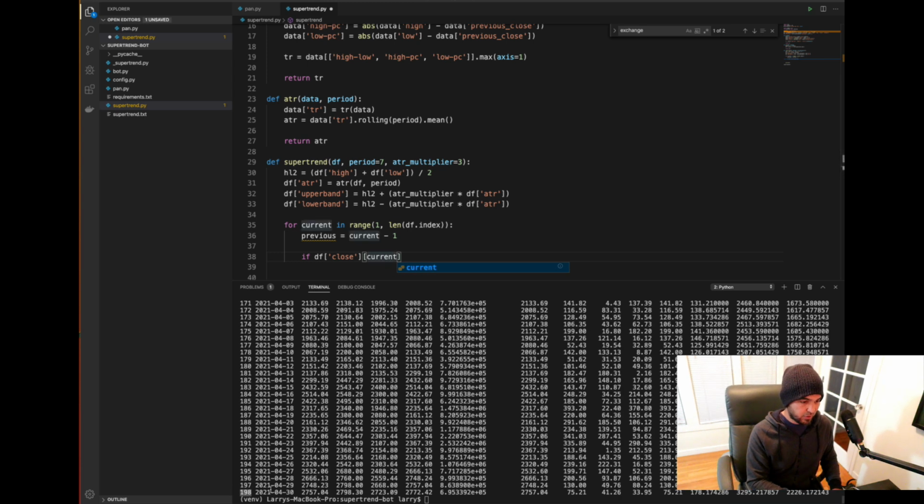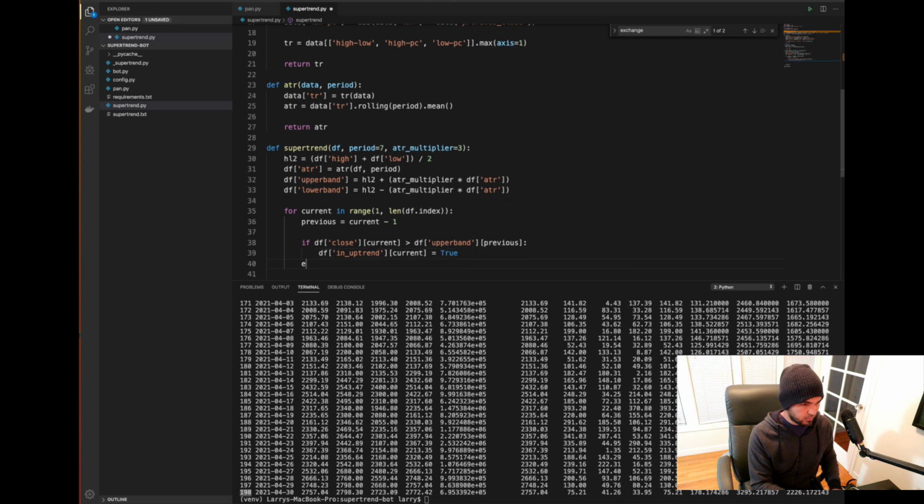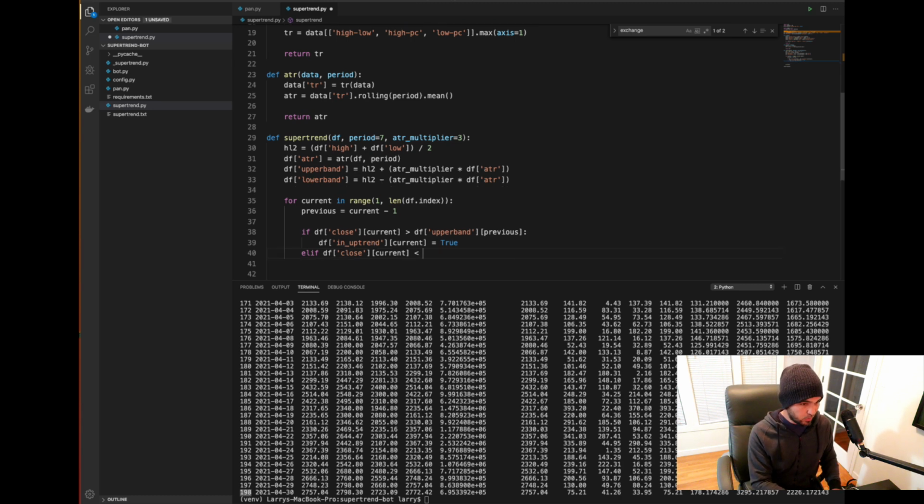We're keeping track of the current close. So we're going to say if the current close is greater than the df upper band previous, so the previous upper band, then we can say we're in an uptrend. So I'm going to say df in uptrend current equals true, okay? Otherwise, if df close current, so if the current close goes below the lower band, the previous lower band, then we're going to say df in uptrend equals false.